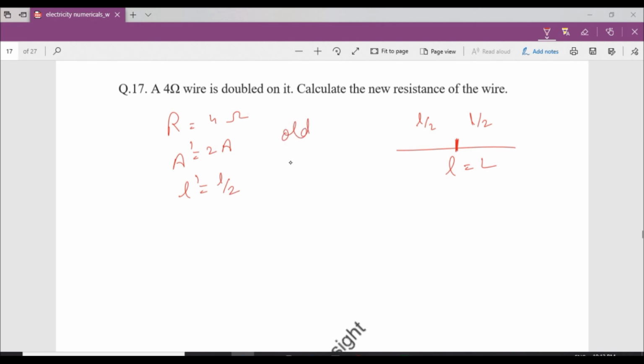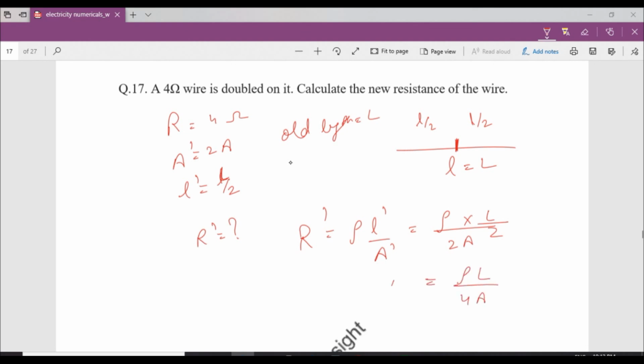The old length is L. Now we need to evaluate the new resistance. So R dash will be equal to rho L dash upon A dash. Now L dash is L by 2, and A dash will be 2A. So it will be rho L upon 4A, that is R dash.